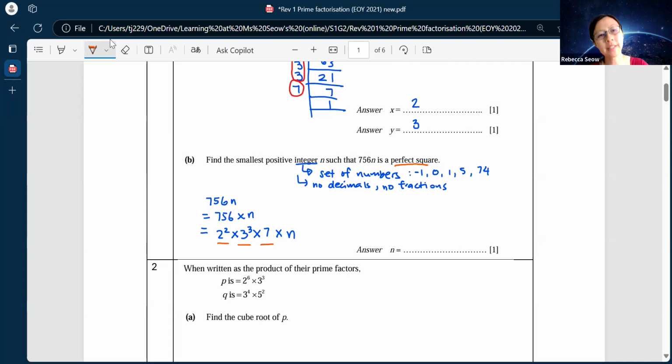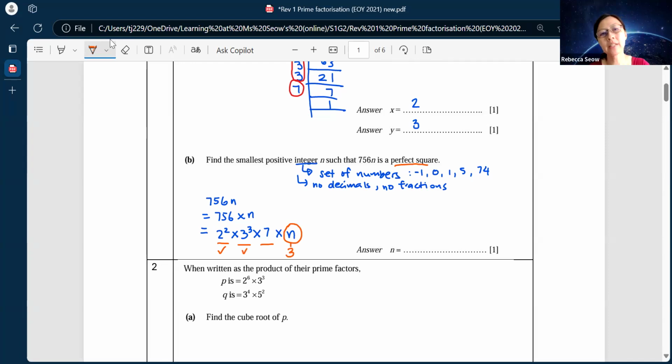Let's take a look at the first prime factor. We have 2 to the power of 2. Now the power is already 2, it is a multiple of 2, so we do not need to multiply any more times of 2 to 2 squared to get another square number. So this is done. Let's take a look at 3 cubed. The power is 3. We need to bring it up to the power of 4 so that the power becomes a multiple of 2. So we need to multiply 3 cubed by one more time of 3. And that one more time of 3 will go under n.